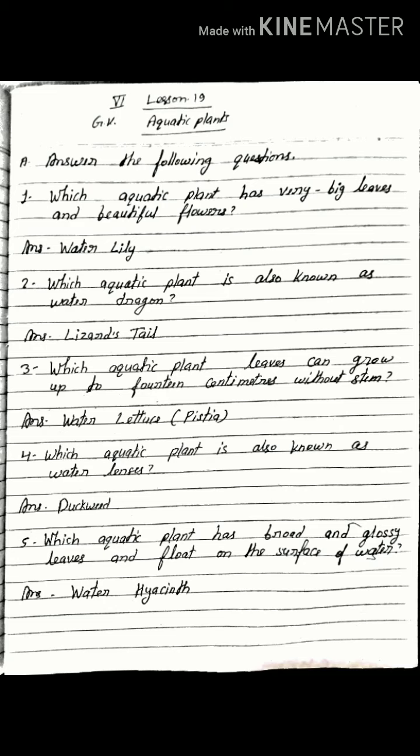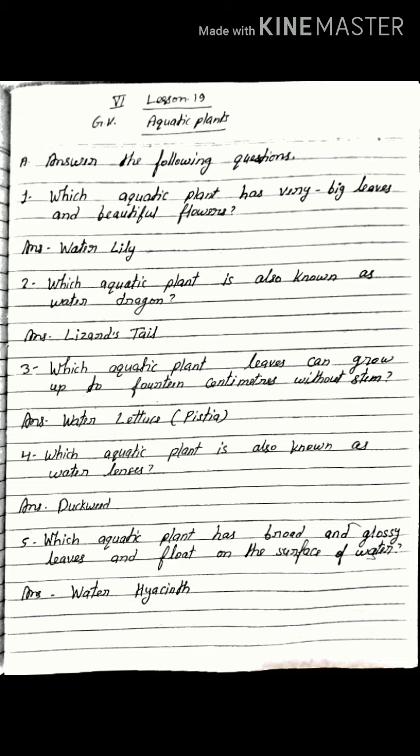Here I give the information about this lesson, lesson 19, aquatic plants, and how to write this lesson. Here I give a detailed idea of how to write it. You write in this way: answer the following questions. Here 5 questions are given, and one by one I am solving them. First, which aquatic plant has very big leaves and beautiful flowers?